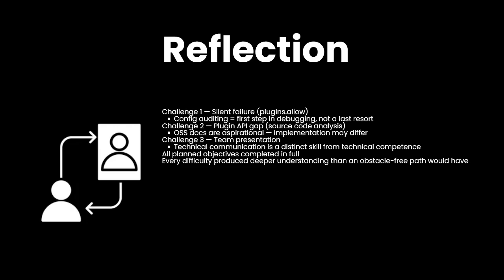Second, the plugin API gap. Finding the answer required reading compiled source code. This taught me to treat open source documentation as expressed intent, not a guaranteed implementation. Cross-referencing source code is a fundamental skill for production deployment.